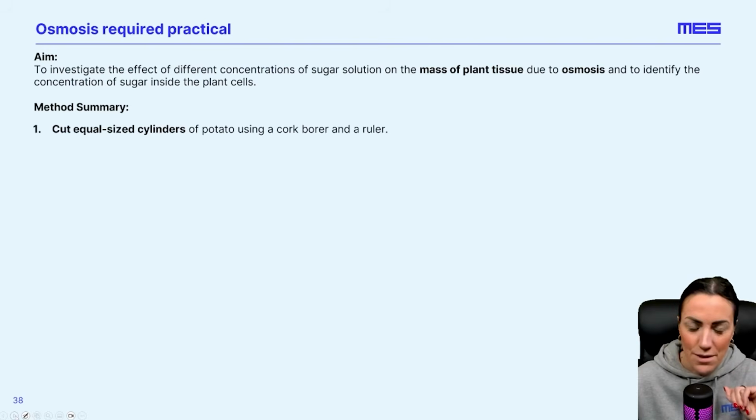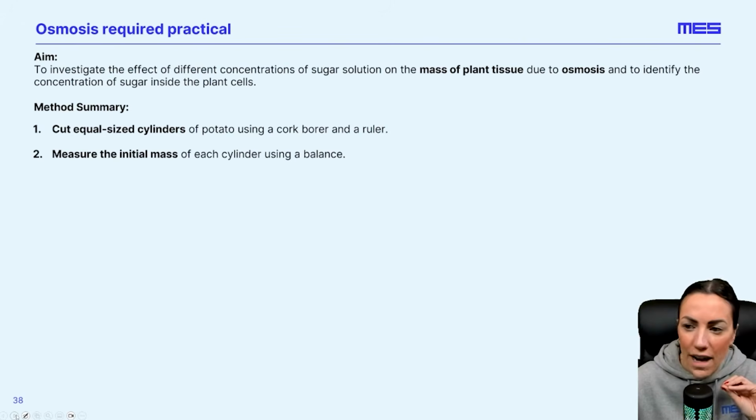Let's go through the method. So you would be cutting equal-sized cylinders of potato. So you use a cylindrical cork borer and a ruler to make sure they are the same size and hopefully the same surface area. That is a controlled variable.